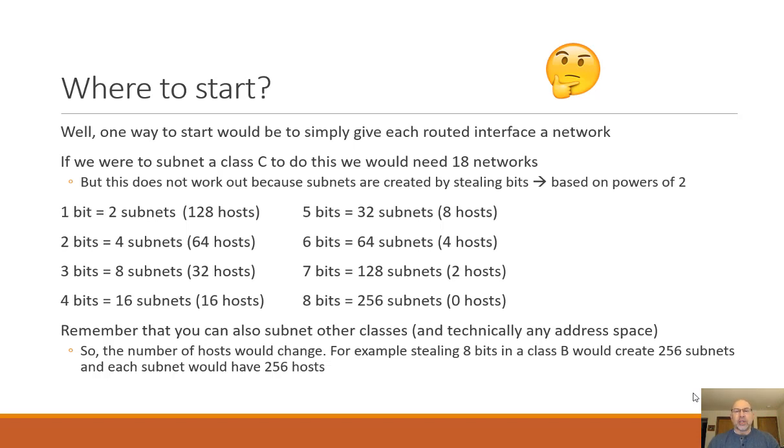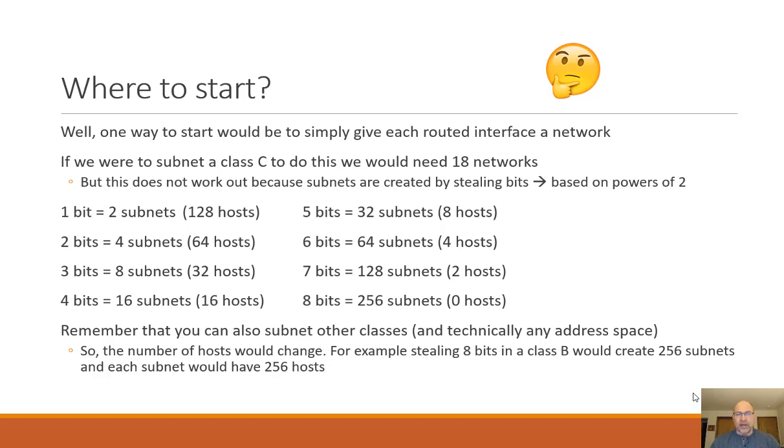If we're doing this with a Class C, which we are in this example, it doesn't really work out, because if we wanted to create 18 networks, again, that's not a power of 2, and so what we have to do is create more networks than we actually wanted to, and that's going to be a problem for us. And we'll have to figure out what to do about that. We'll see how that works in a little bit.